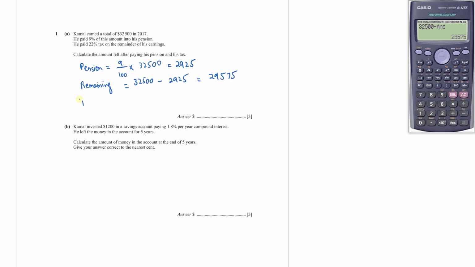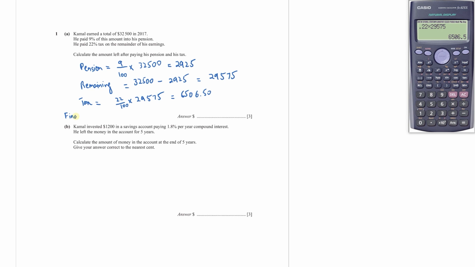So let's calculate the tax, which is 22 over 100 into 29,575. So this will be 0.22 into 29,575. So this is 6506.50. And then you have to calculate the amount left after paying his pension and his tax.